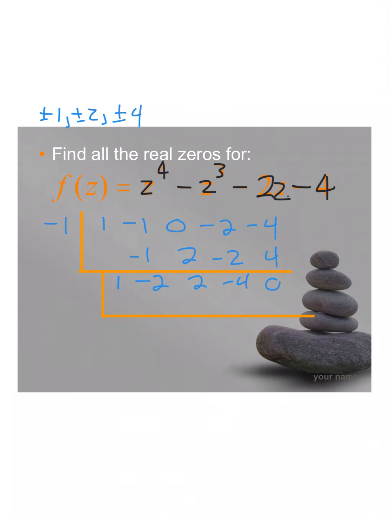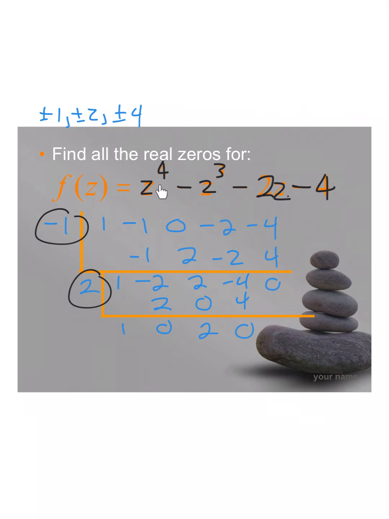Okay, and you can see that I did in fact get a 0, so that verifies that negative 1 is one of our zeros. If we continue this process, I'm going to use a 2 now. So again, we're adding and multiplying. And one more time, I got a 0. Okay, so I know for sure that I have 2 zeros. I have a 0 at negative 1. I have a 0 at 2. What I need to do now is try and use what I have left to find my last zeros.